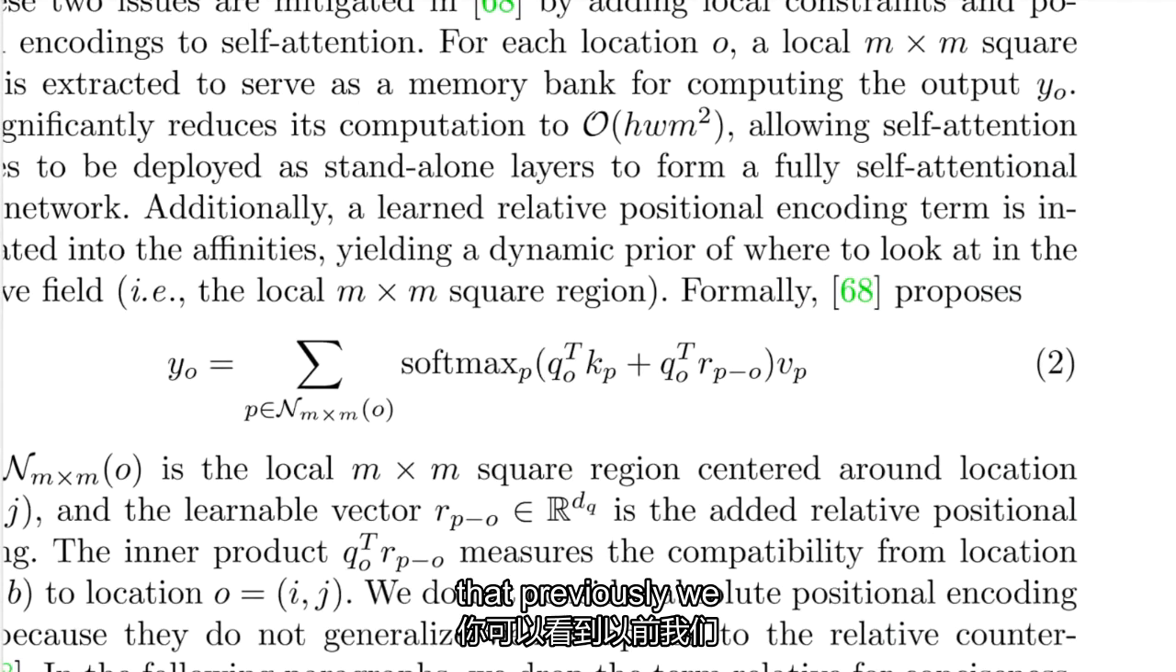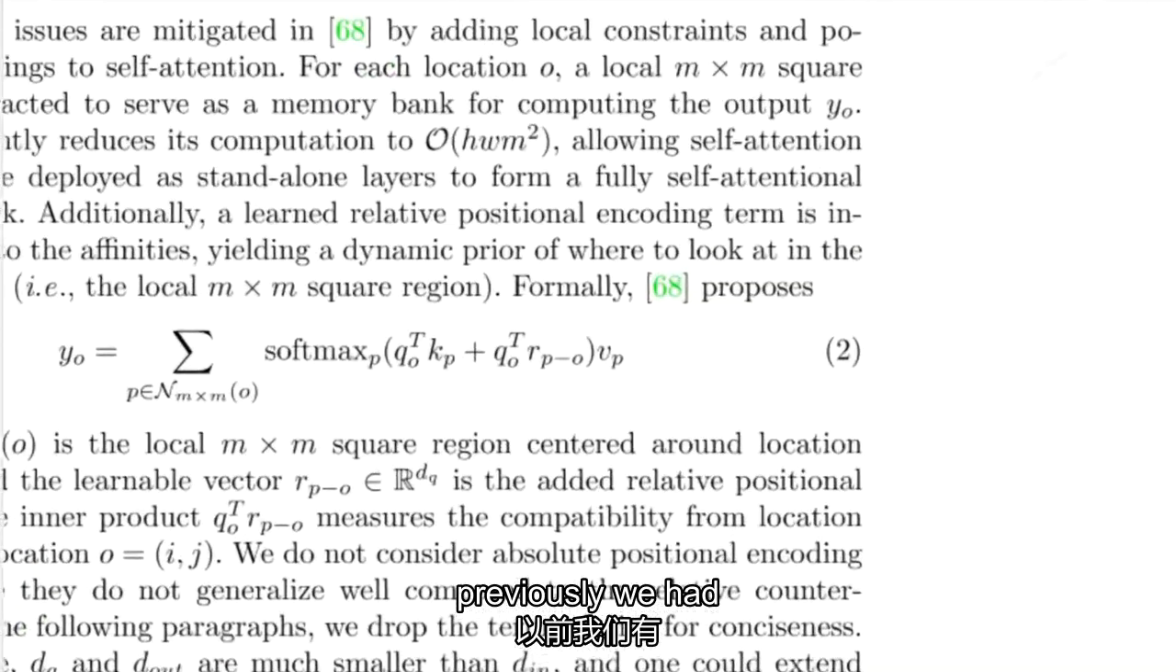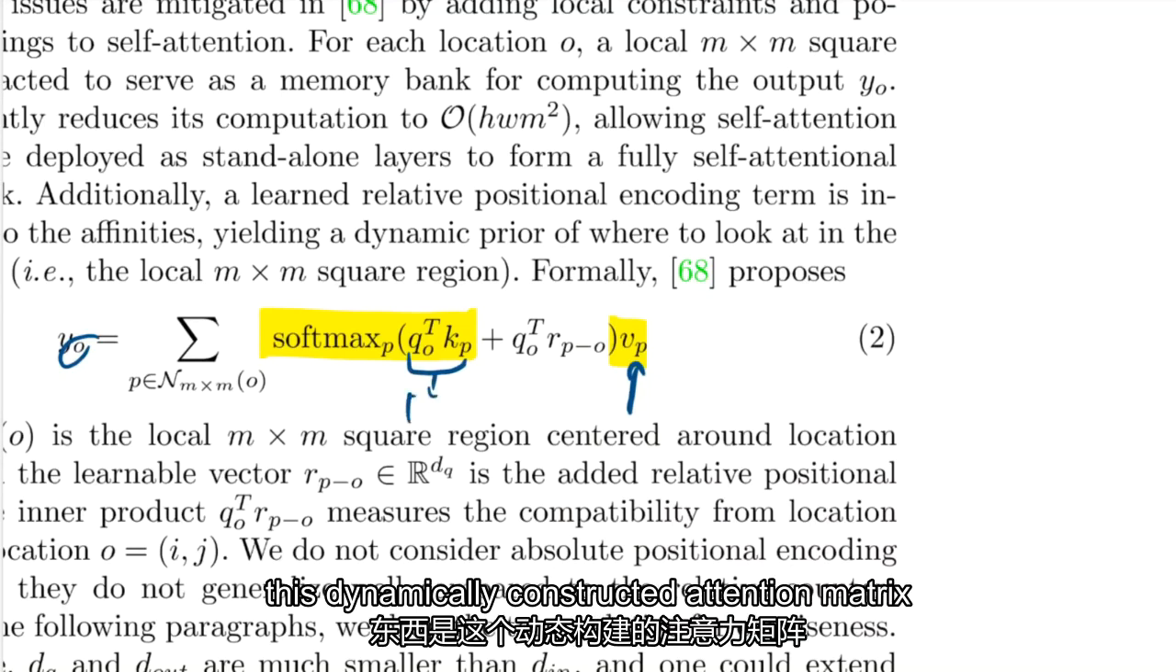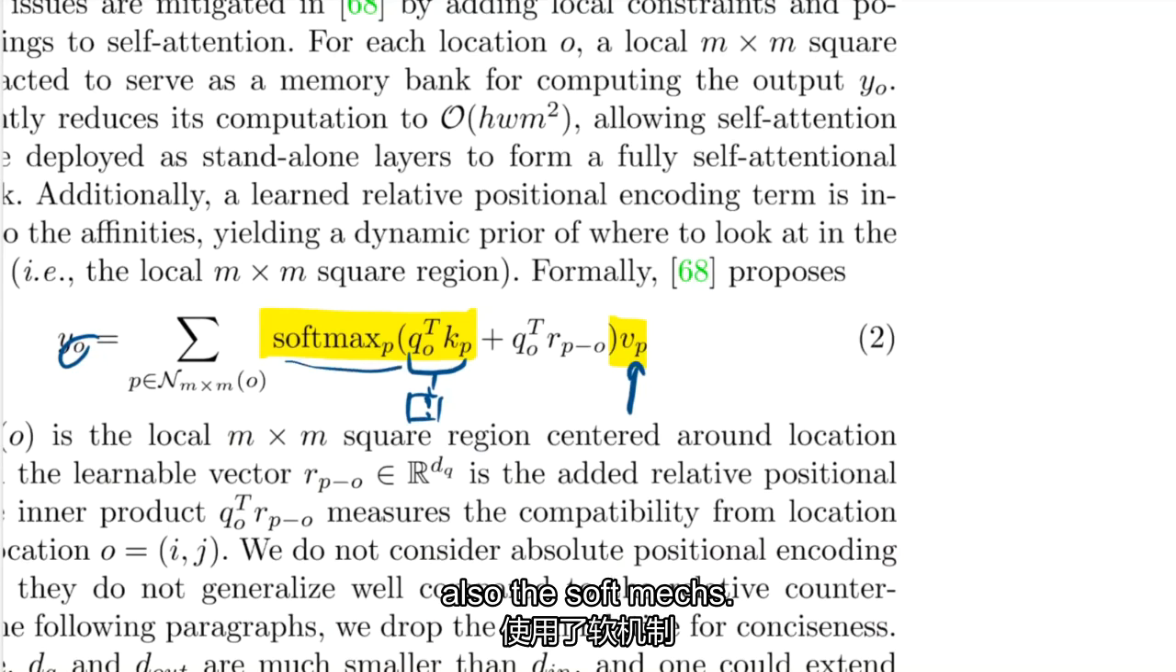Okay, so you see that previously we had the softmax. Previously we had this and this. So this is the lower layer. This is the information that comes into the layer, and now it's transformed into values by a linear matrix. But essentially, this is the lower layer, and for each of the output locations, you want to know how should I aggregate information from that lower layer, and you do this by this thing here. This thing here is this dynamically constructed attention matrix using also the softmax.